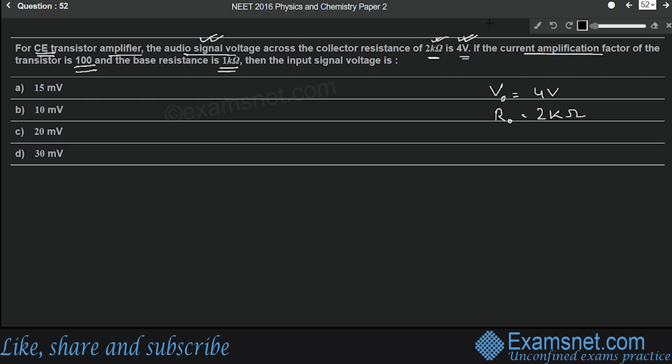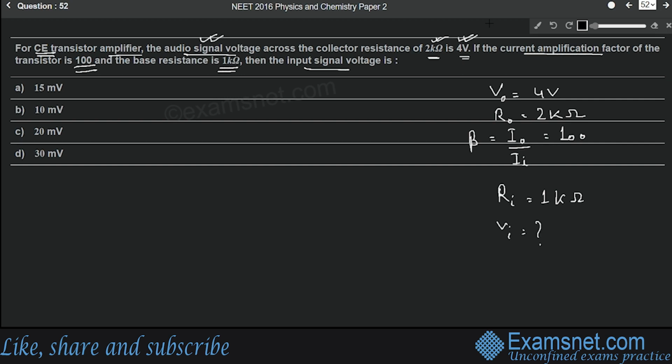Then the current amplification factor is given, that is beta, and we know that beta, the current amplification factor, is equal to output current by input current. So that is given as 100. The base resistance, that means the input resistance, is given as 1 kilo ohm and we have to find the input signal voltage, that is input voltage. So this we have to determine.